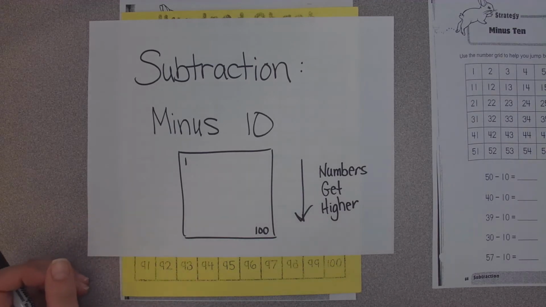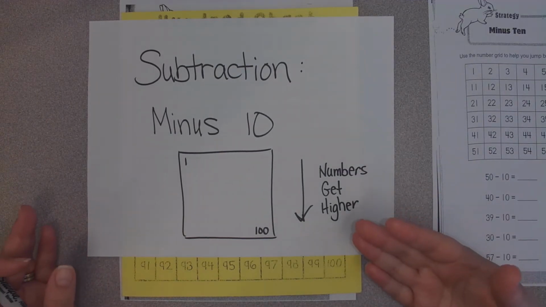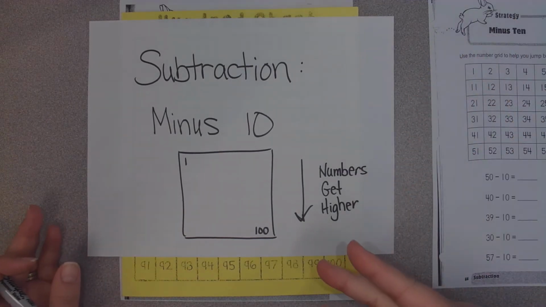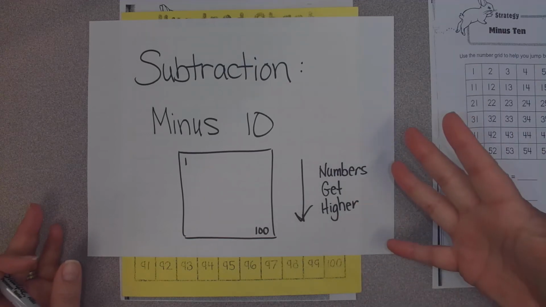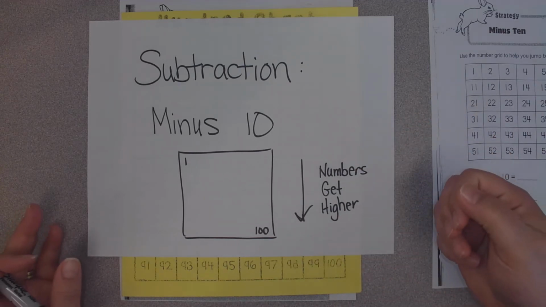Hi, grade ones. Today we're going to talk about subtraction minus 10. So we're going to look at the hundreds chart, and we're going to go up and down counting off the decade to figure out our answers here.